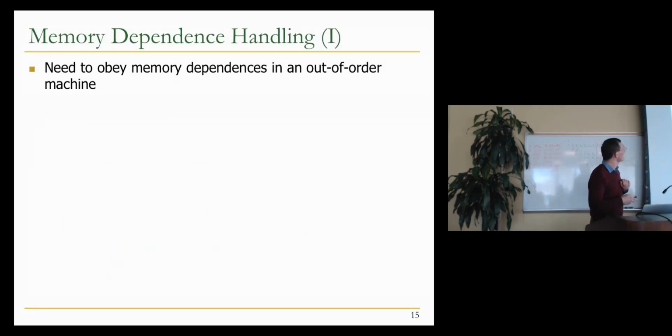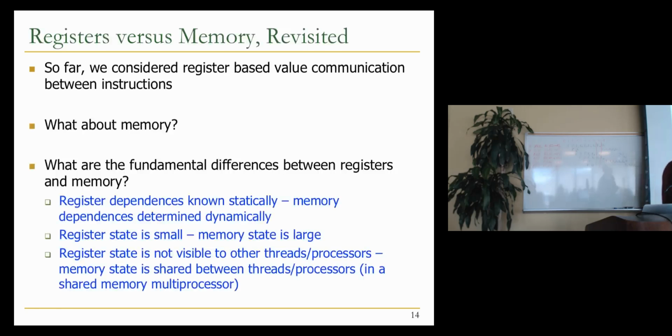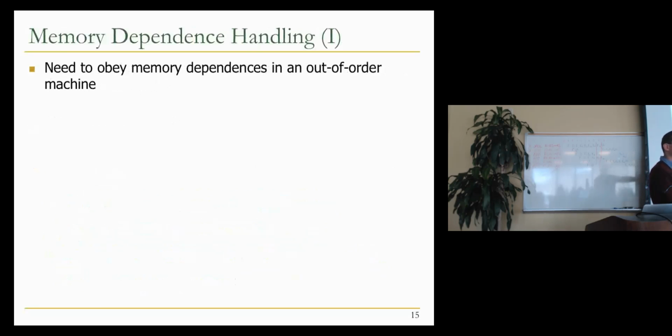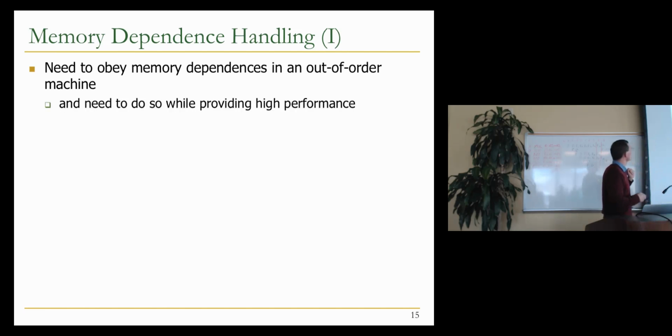Okay, basically, let's talk about memory dependence handling. We've talked about register dependence handling, right? Because of these differences, memory dependence handling is actually fundamentally more difficult than register dependence handling. You still need to obey memory dependence in an out-of-order machine. You have loads and stores, and they need to appear in order, in program order. You need to commit them in program order. But we would like to do so while providing high performance, which means that we would like to schedule loads and stores out of order if they're independent of each other.